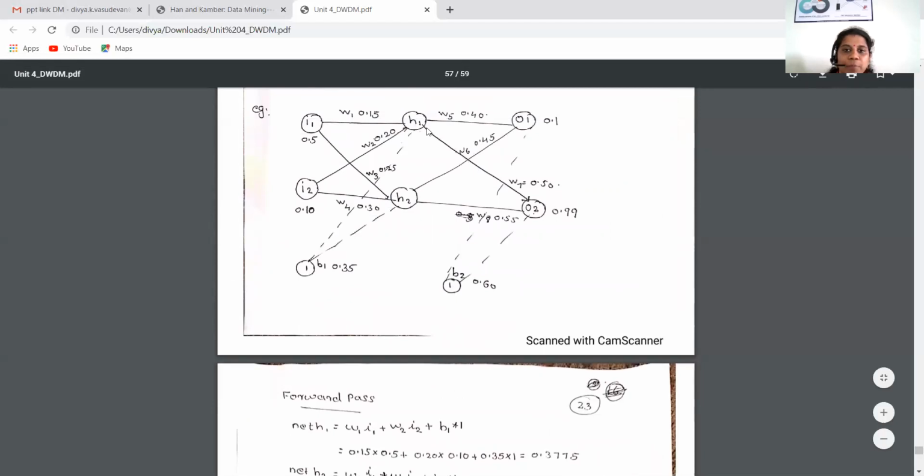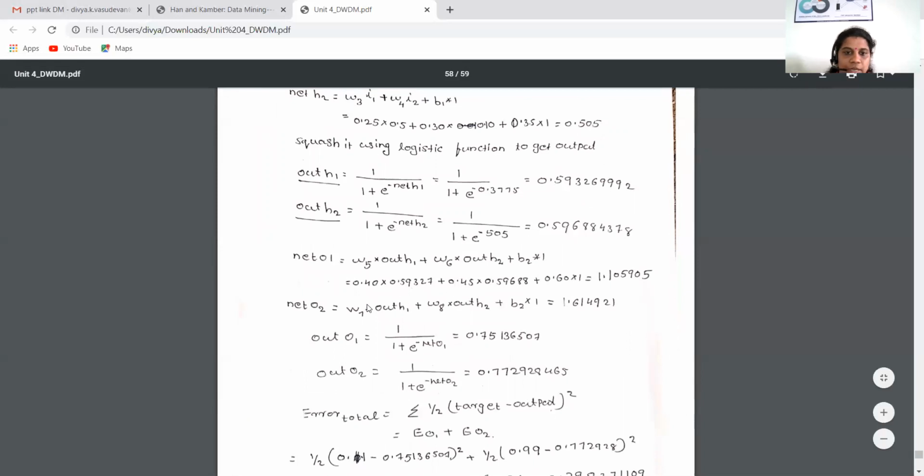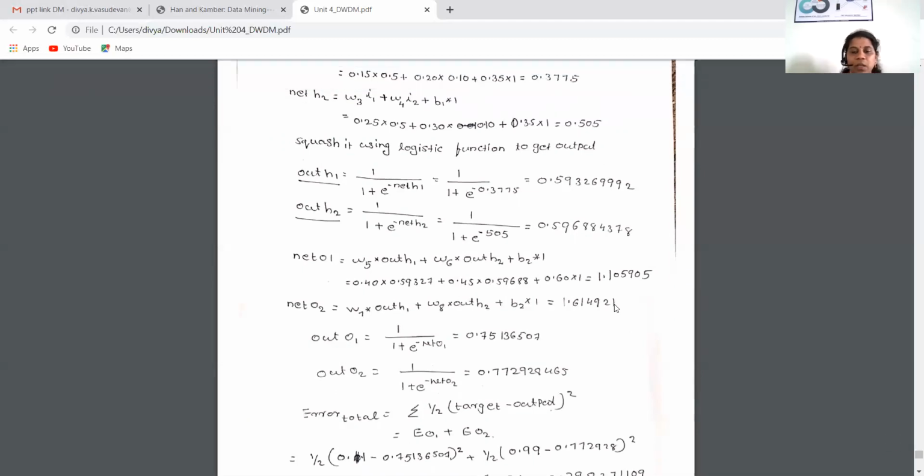Similarly, calculate net O2. The edges coming to O2 are H1 into W7 plus H2 into W8 plus B2 into 1. So substitute all the values. Net O2, you will get 1.614921. Now similarly, what we did with net H1 and net H2, where we calculated out H1 and out H2.